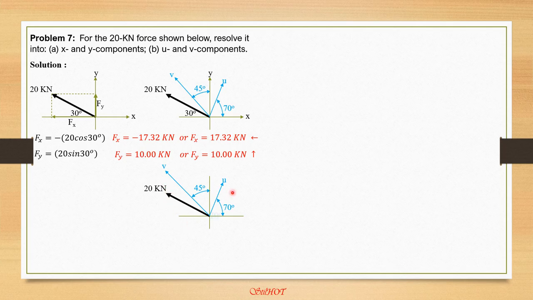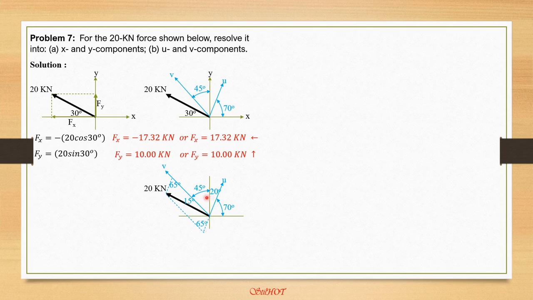Then with respect to the u and v axis, so this is the 20 kilonewton load. We draw lines parallel to the u and the v axis to form a parallelogram. The measure of this angle is 20 degrees. That's 90 minus 70 degrees, so 20 degrees. So the angle formed between the u and v axis is 20 plus 45 is 65 degrees. So the 65 degrees is here. So the obtuse angle therefore is 180 minus 65 is 115 degrees. So this is also 65, and this obtuse angle between the u and v components would be 115 degrees, or 180 minus 65 degrees.